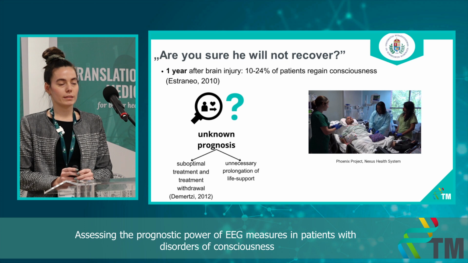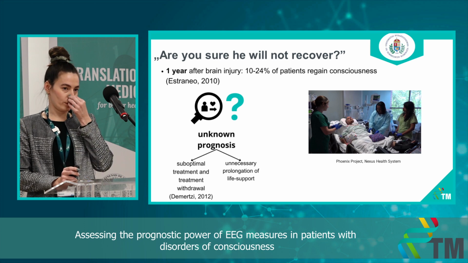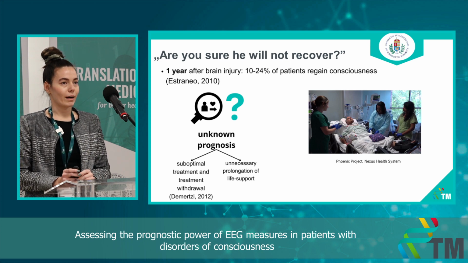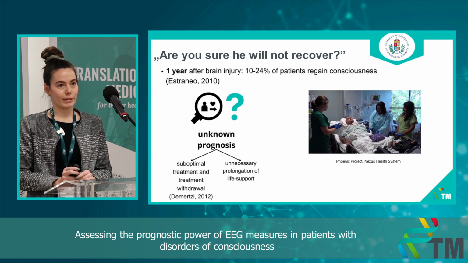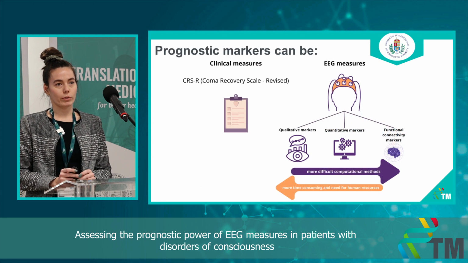Now, this is the really difficult question that the clinicians face who are treating these patients. Are you sure that he will not recover? And answering this question is really hard, since we know that late recovery can happen even 1 year after the brain injury in 10–24% of the cases. And now this unknown prognosis can either lead to suboptimal treatment and the withdrawal of the treatment, or the unnecessary prolongation of life support. So what can we use as prognostic markers?